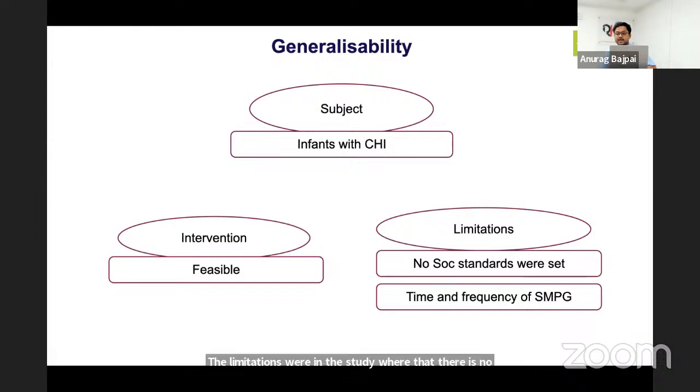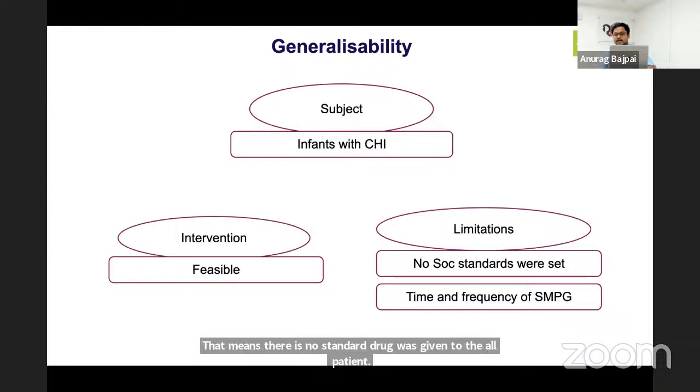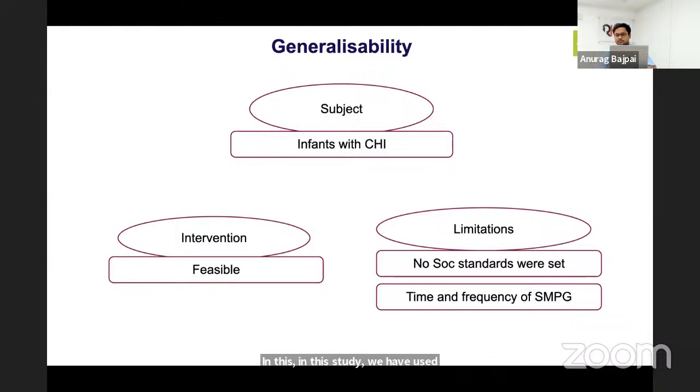The limitations in this study were that no standard of care treatment was advocated to the patients. That means no standard drug was given to all patients in this study. We have used multiple drugs as standard of care, because there is no standard of care. Yes, in those cases the standard of care is pancreatectomy. So they're trying to salvage, and of course you can't say stop it. So this will be a problem in these trials.